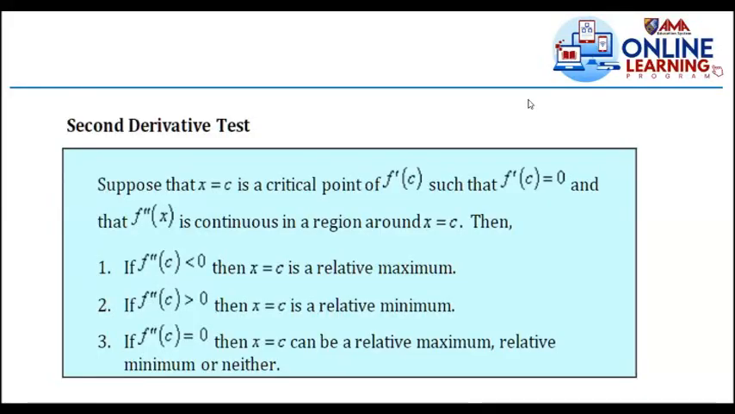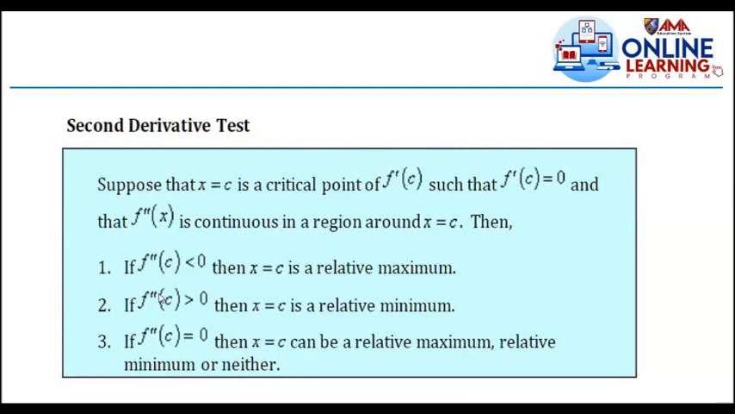So next we have the second derivative test. We're already done with the first derivative test. It says here, suppose that x equals a constant is a critical point of the function, such that the first derivative at the constant is equal to 0 and the second derivative is continuous in a region around x equals the constant.